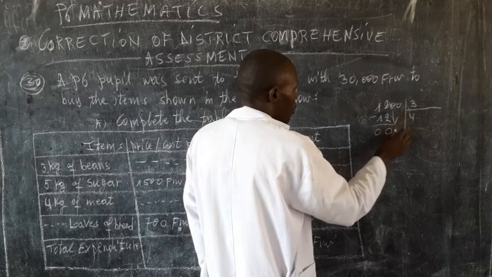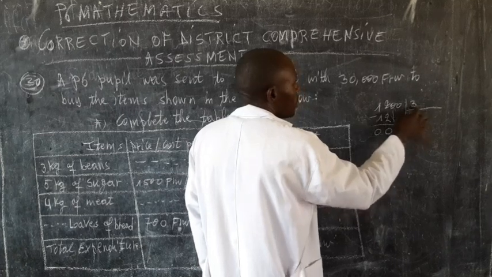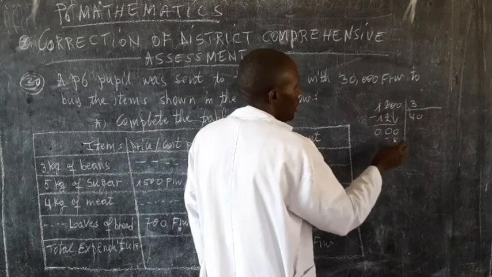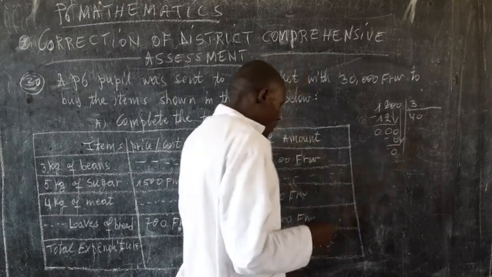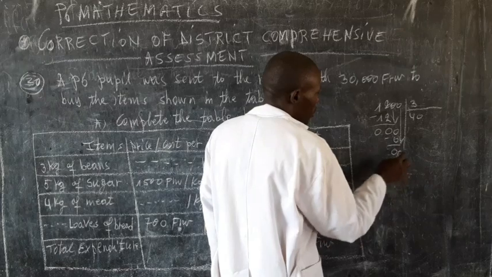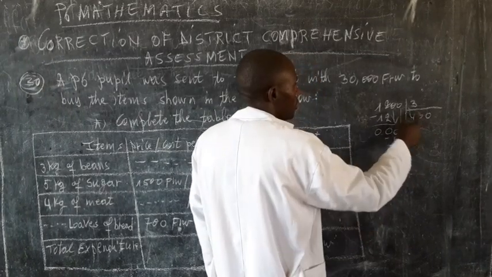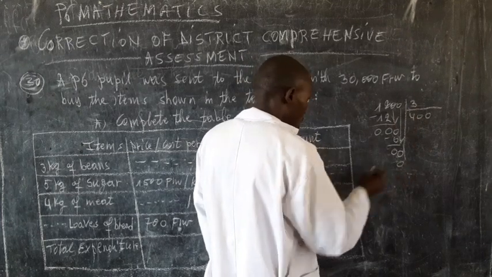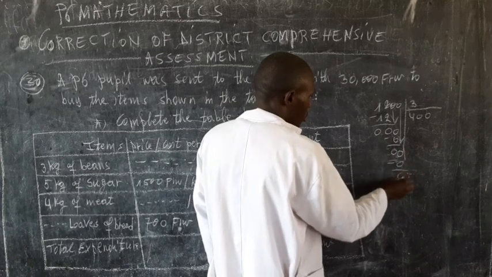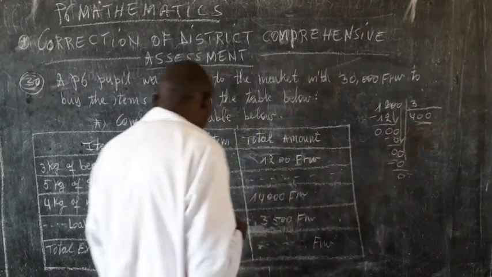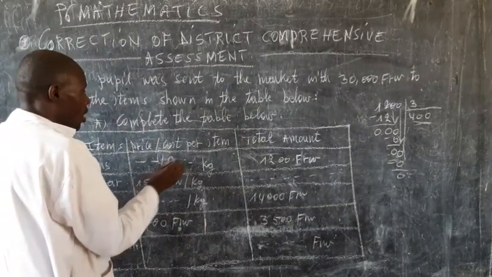I may bring it down with 0. 0 divided by 3 is equal to 0. 0 times 3 equal to 0, minus 0 equal to 0. I may also bring it down with 0. 0 divided by 3 equal to 0. 0 times 3 is equal to 0, and then minus 0 is equal to 0. This is the final answer. The cost per item is equal to 400.